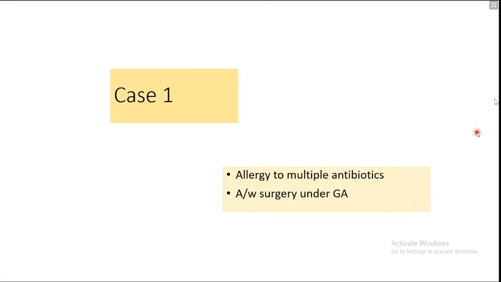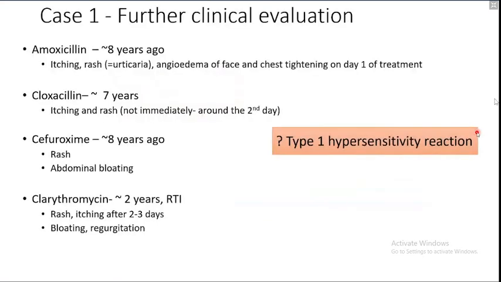What happened with case one, who had multiple antibiotic allergies and was awaiting GA, and this was the clinical evaluation. The amoxicillin reaction happened about 8 years ago: itching, angioedema, chest tightness. Cloxacillin about 7 years ago, again a rash. Cefuroxime, a long time ago: rash, abdominal bloating. Clarithromycin recently, again bloating, rash, right?